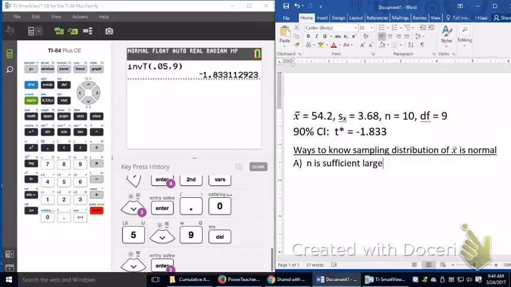Oh man, that got turned on. I'm gonna have to edit that out.